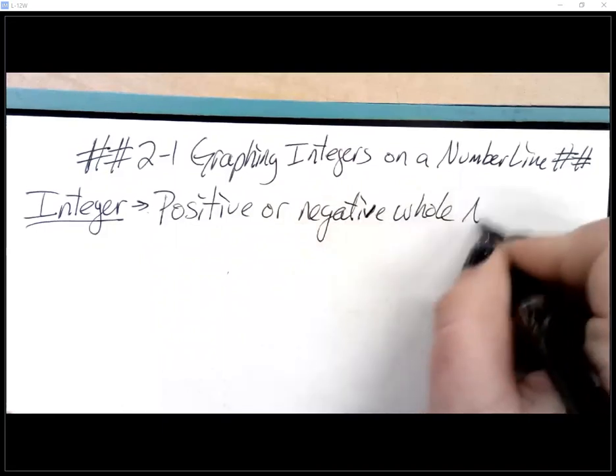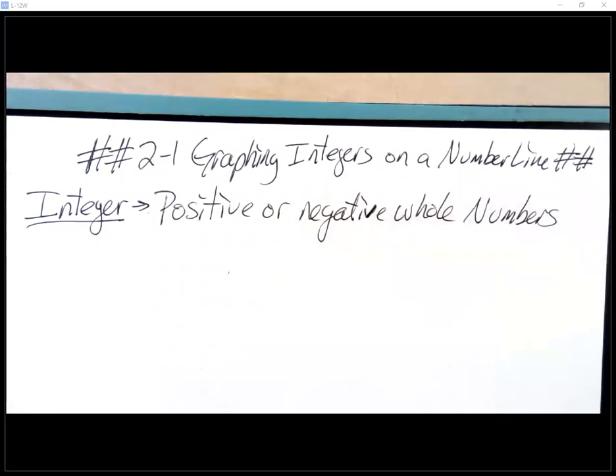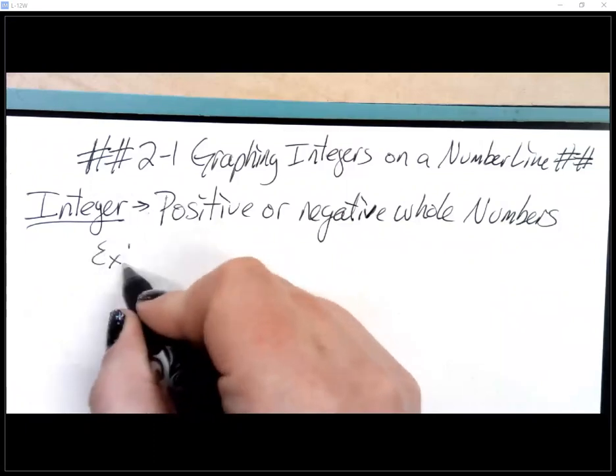I can't tell you how many kids I could go into an algebra 2, algebra 3 class and ask them what an integer is. Everyone's heard it 1,000 times, but very few people will be able to give me an accurate definition. Okay, positive or negative whole numbers. So we'll just rattle off some examples. You could have negative 19.